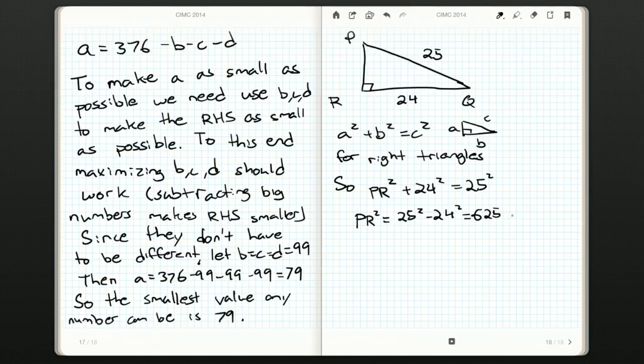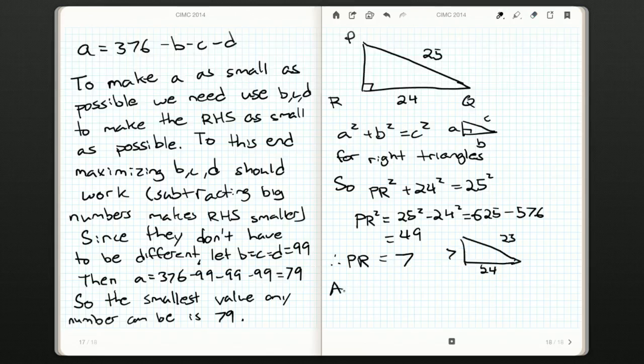So that's 625 minus, I think it's 576, but I'll just double check on my calculator. That's what they're there for. Yep, 625 and 576. So when we subtract these two, we get 49, and PR is equal to 7. Let's clean that equal sign up so it doesn't look like a not equal sign. So now our triangle is 25, 24, and 7.